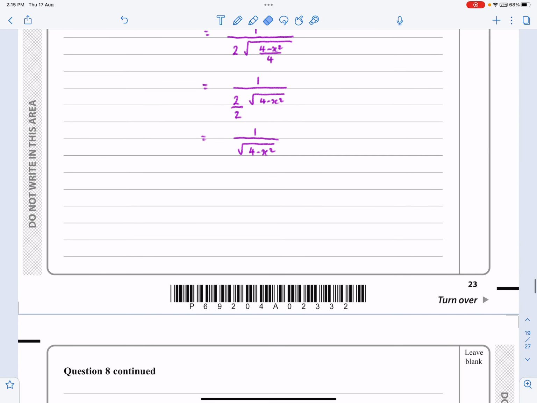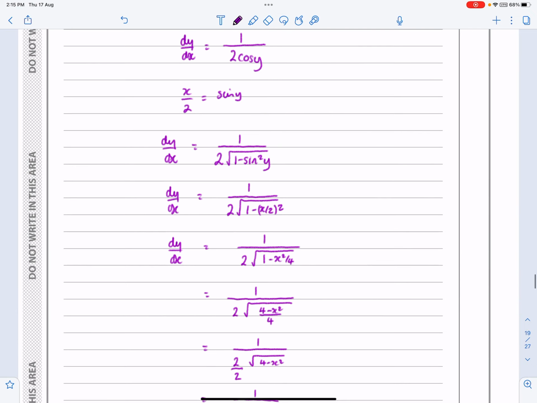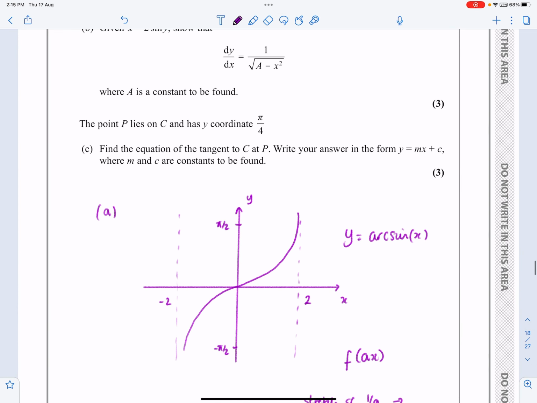You just need to be really careful with your algebra as we're going through and doing it. But good practice of our trig identities and also some algebra. Right, the last part then. What does the last part say? It says, can we find the equation of the tangent to C at P? And don't forget at the end to write our answer in the form y equals mx plus c.